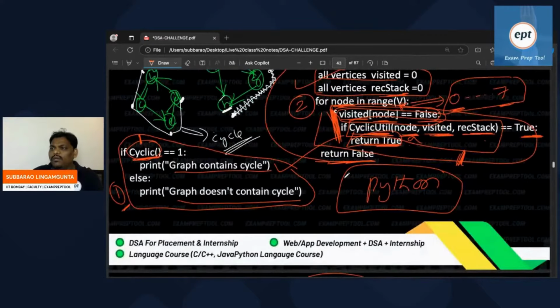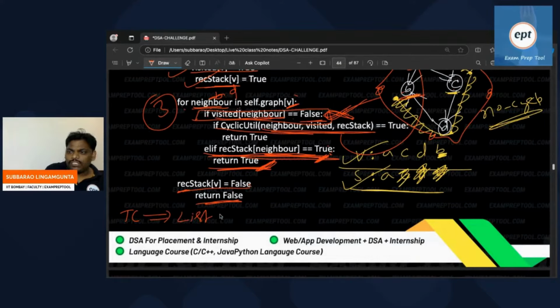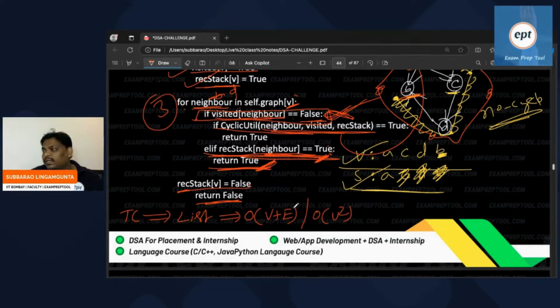I'm writing the time complexity of this program now. If it is an adjacency list, order of V plus E. If it is a matrix, order of V square. It depends on how you represent the graph: by list, V plus E time; by matrix, order of V square. What about space complexity? Extra space: two arrays I am taking, the visited array and the stack array. V plus V, 2V, which is nothing but order of V. That's the answer for this.